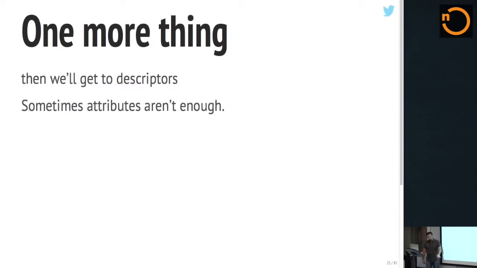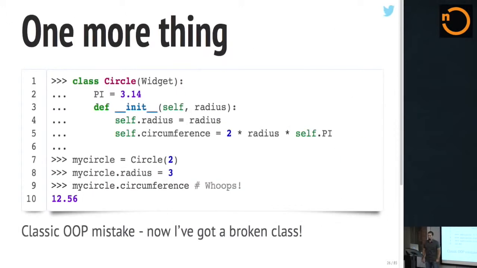Okay, one more thing here. Before we get to descriptors, sometimes just simple attributes aren't enough. We need something a little bit more powerful. So, here's a classic object-oriented programming mistake. I have this class called Circle. You call the constructor, you pass it a radius. Oh, and sometimes people want the circumference, so I'm going to calculate that in my constructor there on line 5 and store it. And I now have a broken class, right? You can change the radius and the circumference doesn't change.